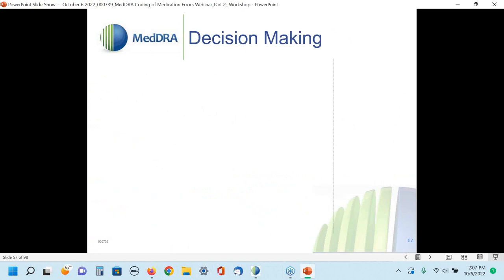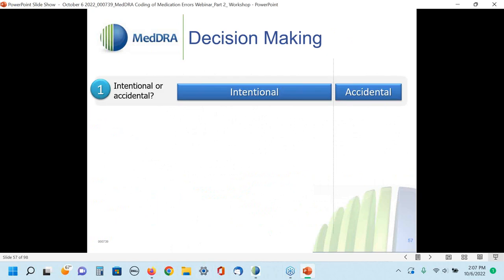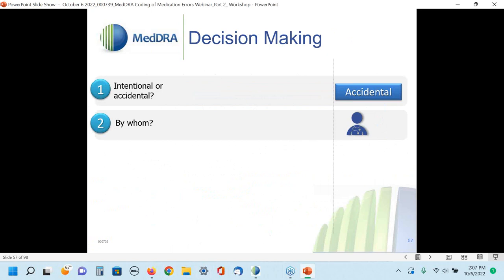So in going through this, and we're going to speed up a little bit because I'm looking at time and I don't want to hold you much past certainly 15 minutes more than the 90 minutes that we're scheduled for. Intentional, accidental. This appears to be accidental. In fact, the word error was in the verbatim. By whom? Healthcare practitioner, presumably the pharmacist who's preparing this oral solution.